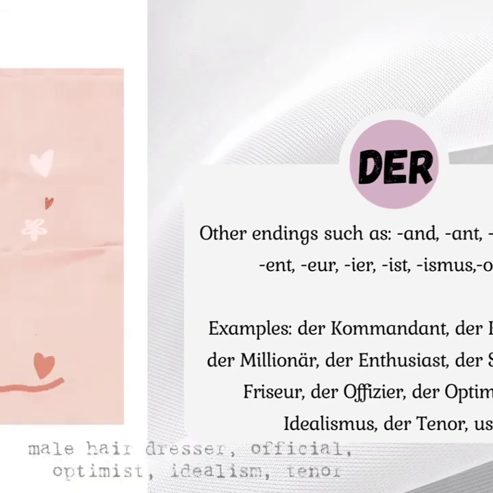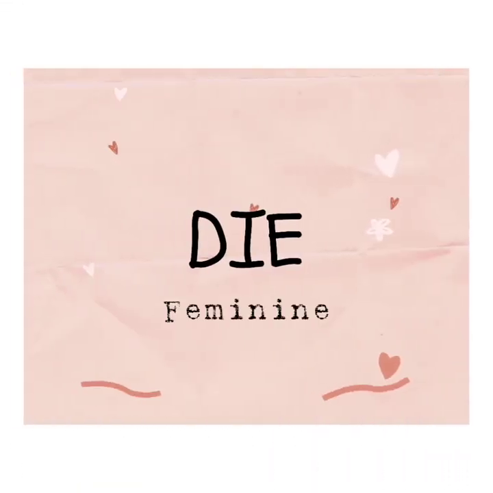The next gender is the feminine gender, well represented by the article die.